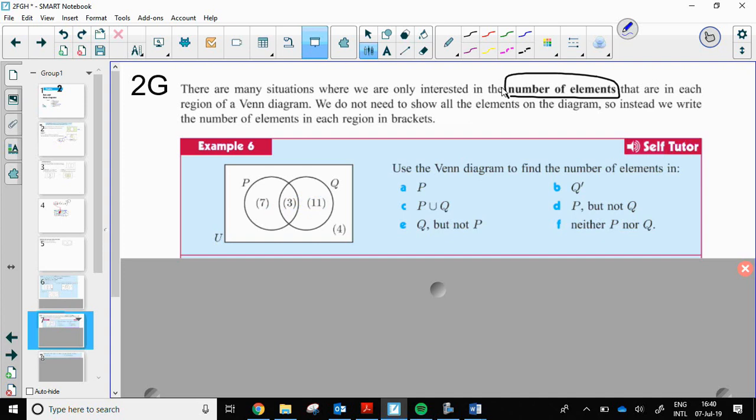Brace yourselves. There are 14 elements in set Q, and there are 10 elements in set P. So we just answered that one. That's 10. Not Q, that's going to be those 7 and those 4, so that's a grand total of 11. P or Q, that's the union. That's all three of these put together, so that's going to be 21. P but not Q is just going to be that section, so there's going to be 7 there. Q but not P, same idea. That's going to be 11, and neither P nor Q. That's our 4 that are hanging there in the corner.